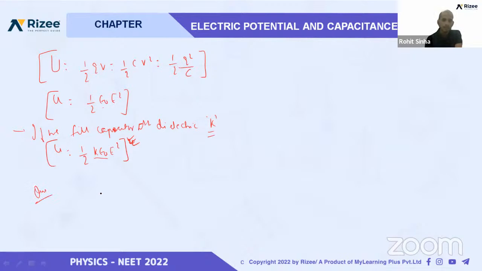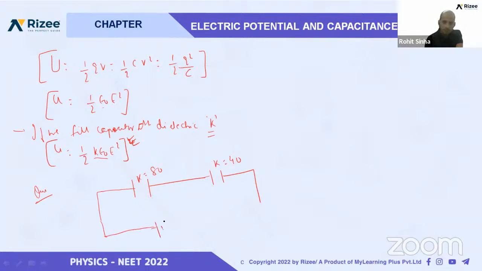For practice, one simple question. We have a dielectric with K equal to 80. We have filled here water, and here we have another dielectric, K equal to 40.